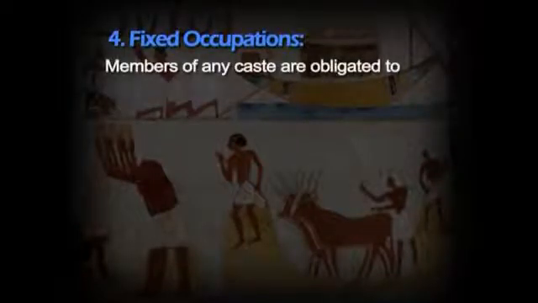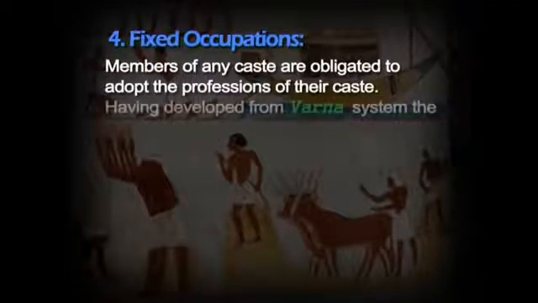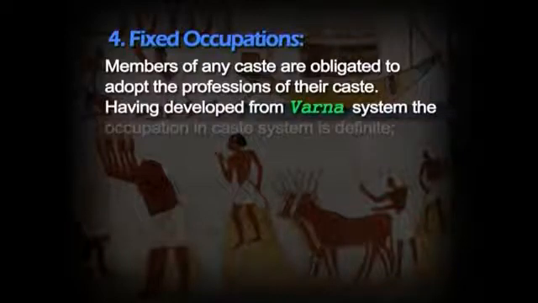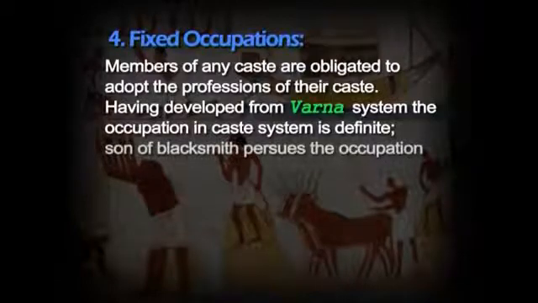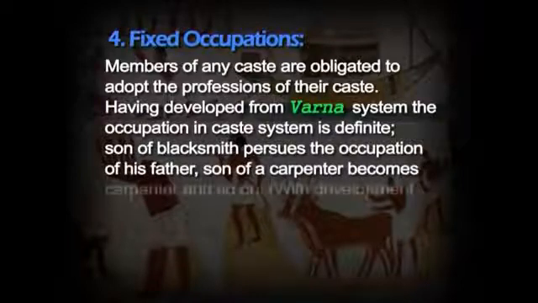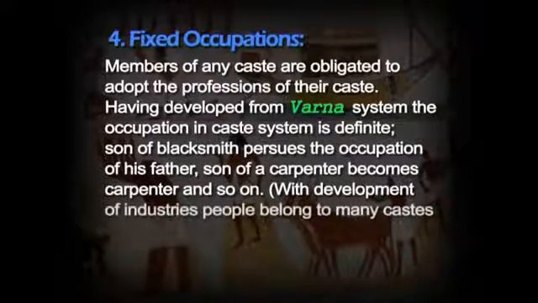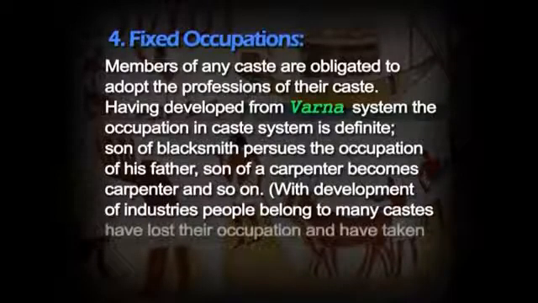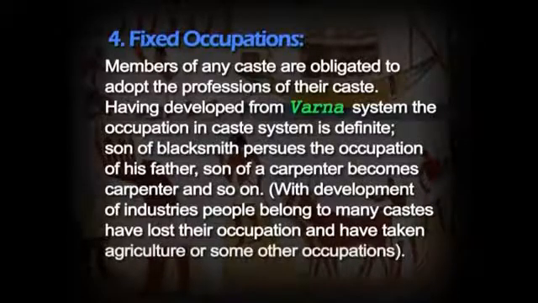Number 4. Fixed occupations. Members of any caste are obligated to adopt the professions of their caste. Having developed from the Varna system, the occupation in caste system is definite. Son of a blacksmith pursues the occupation of his father, son of a carpenter becomes a carpenter, and so on. With development of industries, people belonging to many castes have lost their occupation and have taken up agriculture or some other occupation.